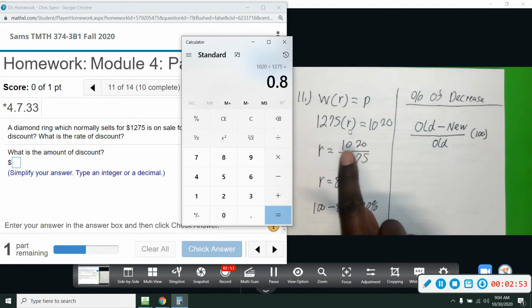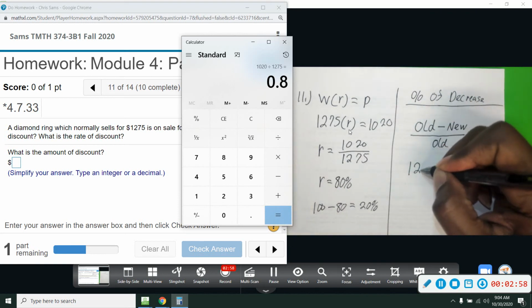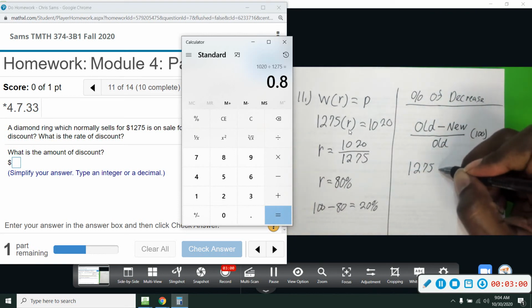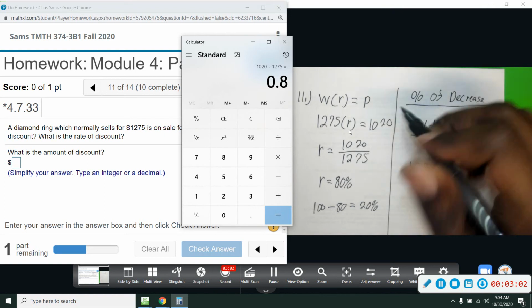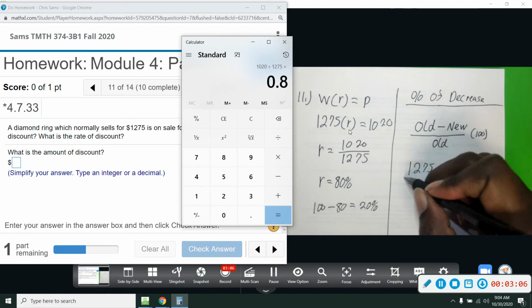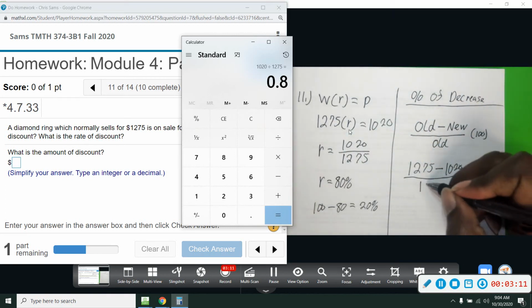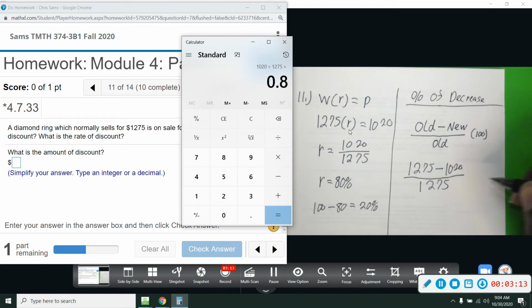So in terms of this problem, the old or the original price was 1,275 minus the new value, the discounted value, which was 1020, and then you divide by the original value, which is 1,275. And then you multiply that by 100, that's going to convert the decimal to a percentage. And that will give you the percent of decrease.